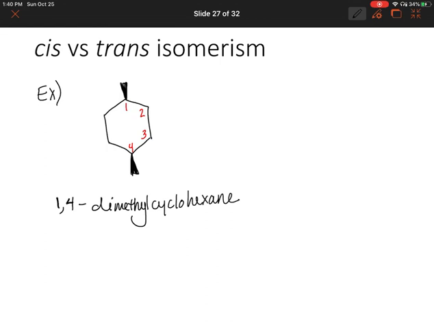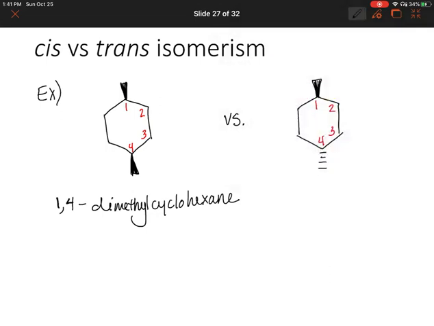Okay, great. So we have a name here, but there's another molecule that has the same name. So this molecule on the right also can be called 1,4-dimethylcyclohexane. We have 2 methyl groups, one on carbon 1 and one on carbon 4. So how do we tell these 2 molecules apart?